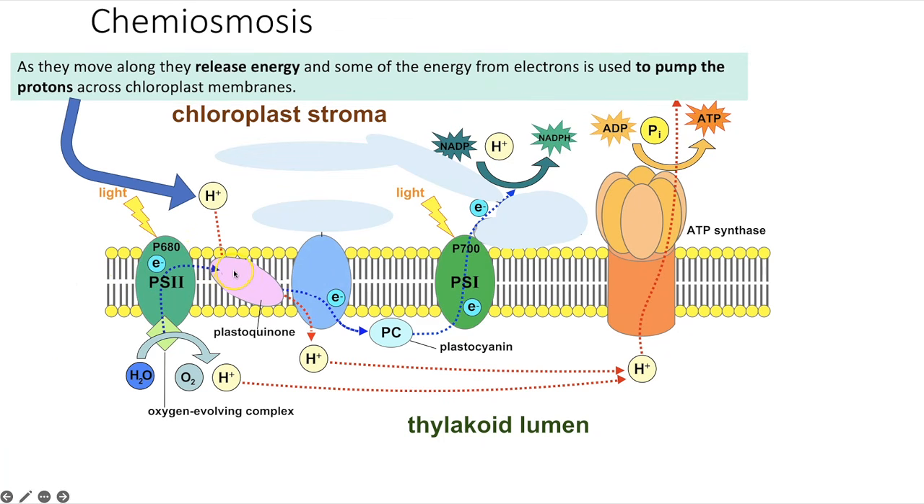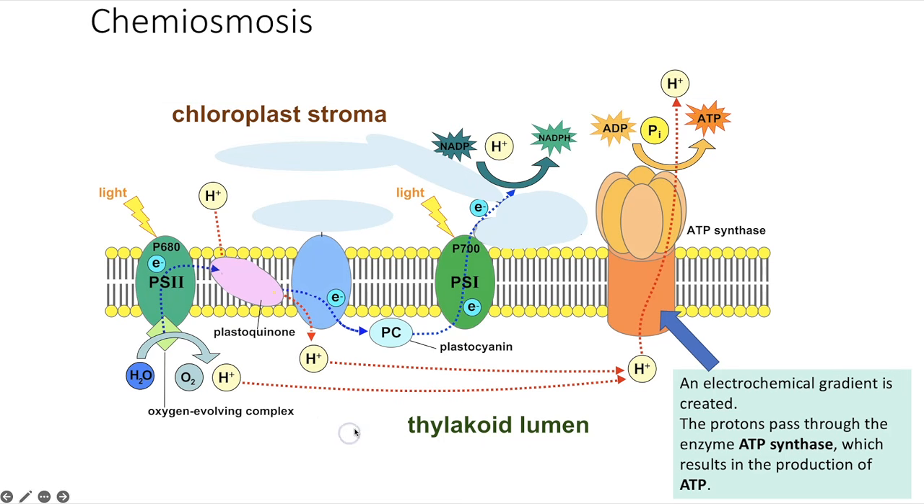As they move along these proteins, they release energy. And that energy is used to pump protons from the stroma into the thylakoid lumen, so across the membrane. This results in an electrochemical gradient, because you'll have lots of protons in the thylakoid lumen compared to in the stroma.